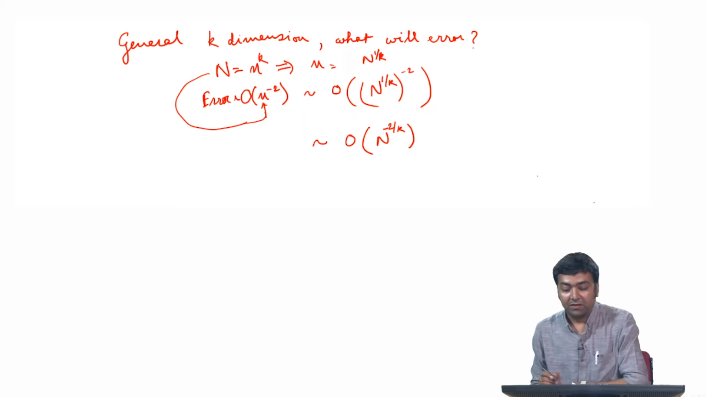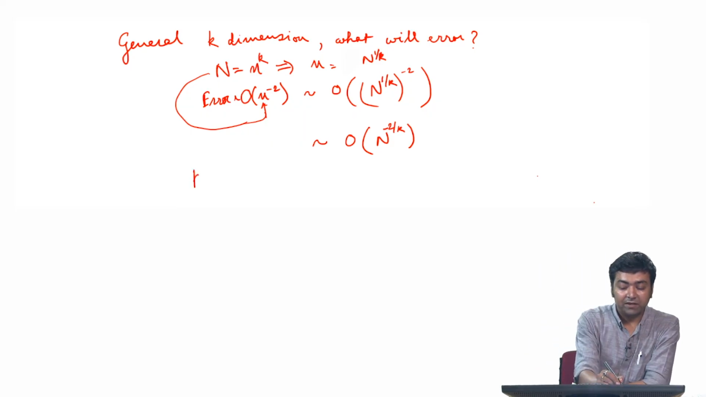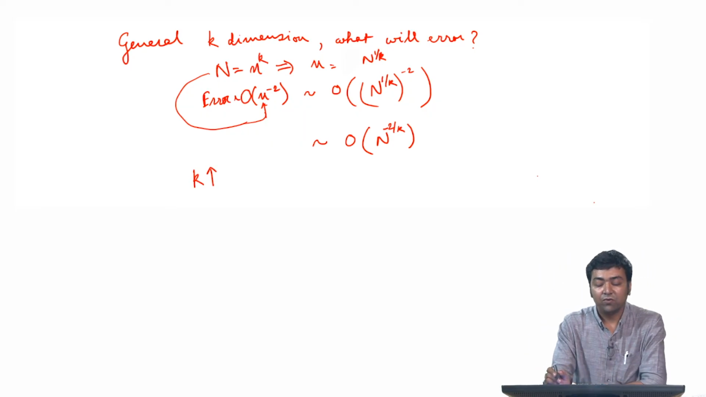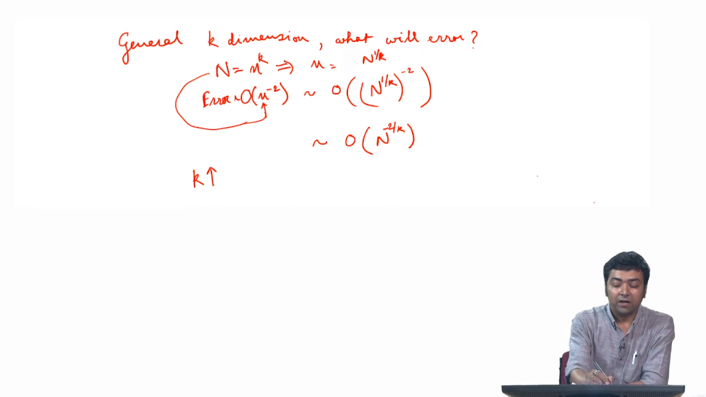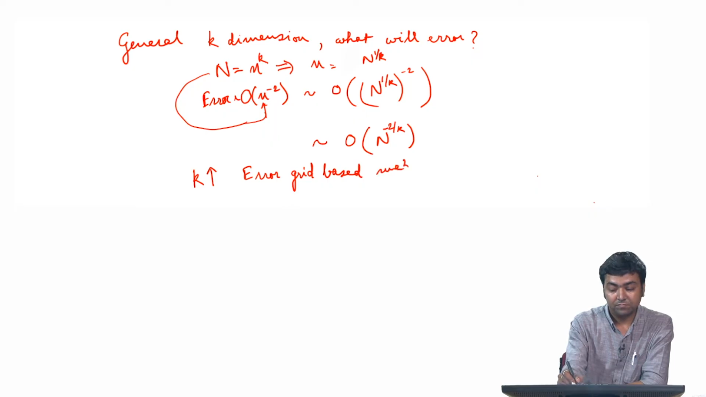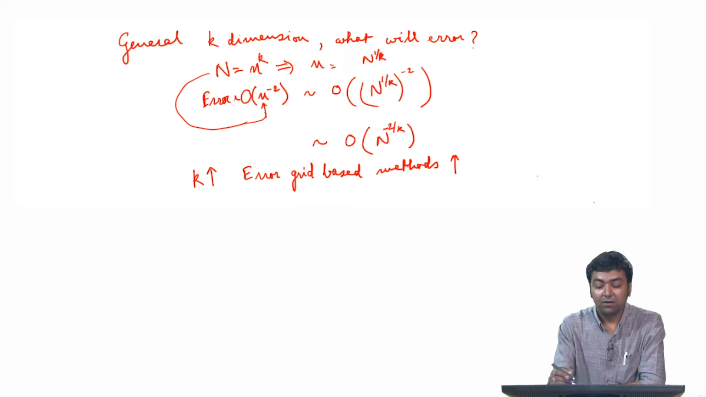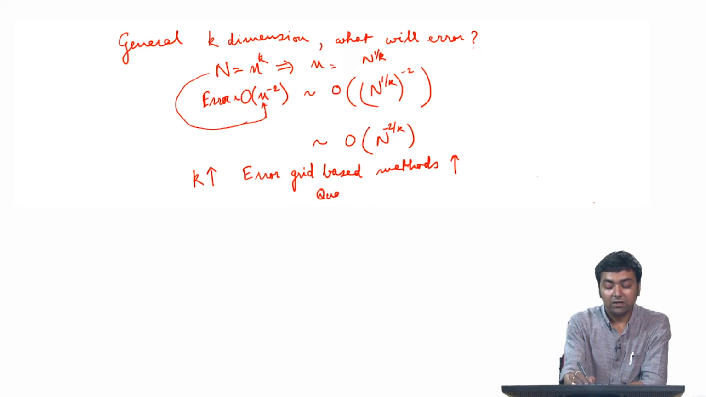So, what does this mean? What it means is that as we go to higher and higher dimension, the error in the grid method increases, or in other words the quality of my integral goes down.